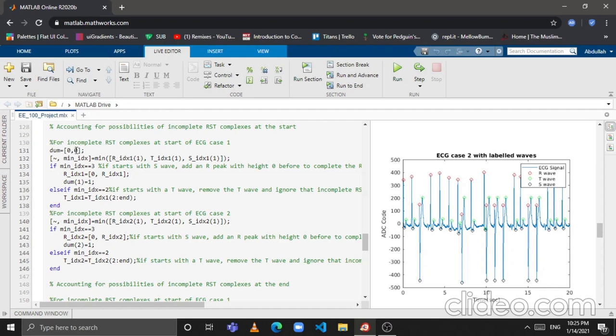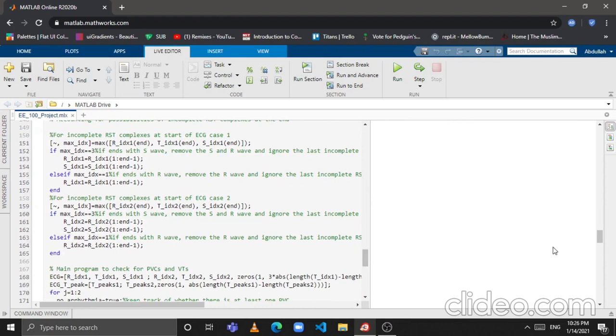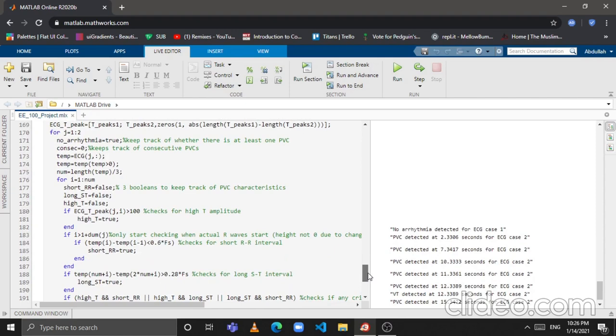In this variable over here, these two entries consist of the number of any dummy R peaks I added in case 1 and case 2 signals. And if the signal started with a T peak, I could just simply get rid of the T peak because the T peak alone couldn't possibly give rise to a PVC. So I could simply ignore it. And if at the end a signal ended at an R or an S peak, I could essentially get rid of both of them because without a T peak, the R and S peaks cannot possibly contribute to a PVC. So afterwards, this is my main algorithm for checking for PVCs and VTs, which essentially uses Booleans.